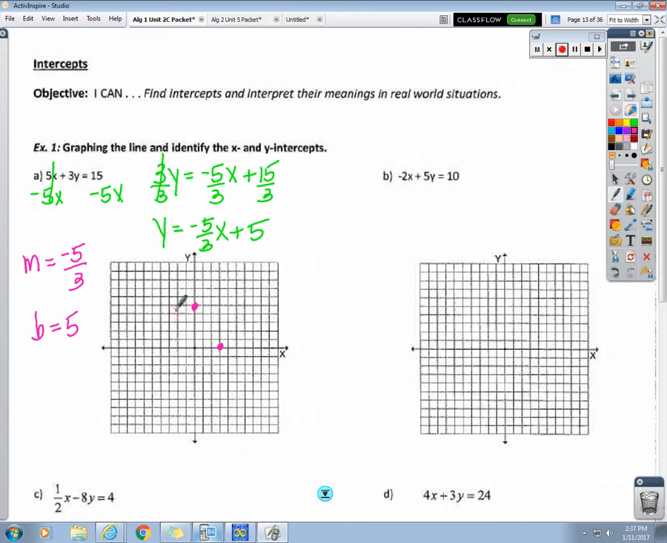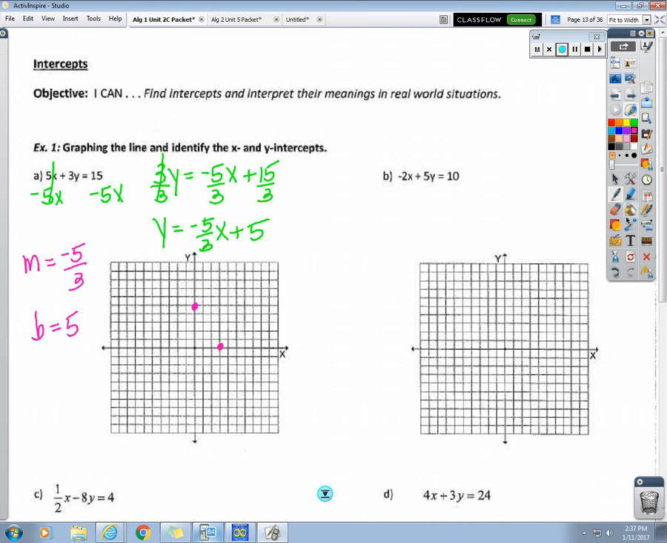And what do you know about the x value when that happens? What's the x value of your y-intercept every time? 0. Otherwise, it wouldn't be a y-intercept. So what's the definition of an x-intercept? Where it crosses the x-axis and its y value would be 0.